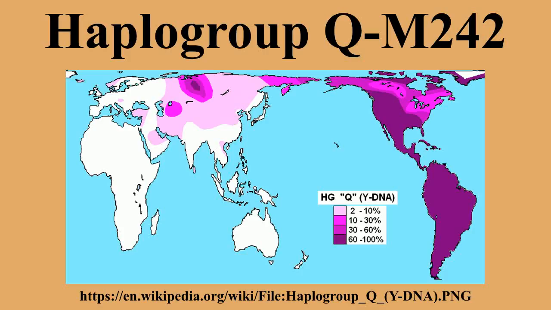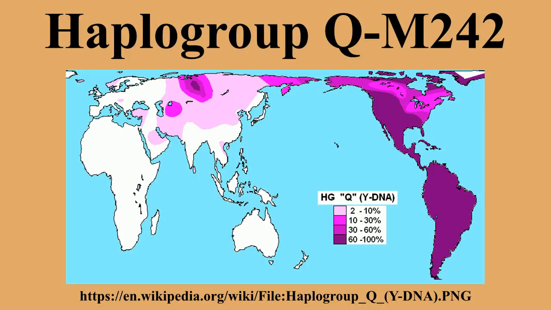It is unclear whether the current frequency of Q-M242 lineages represents the frequency at the time of immigration or is the result of shifts in a small founder population over time. Anyway, Q-M242 came to dominate the paternal lineages in the Americas.